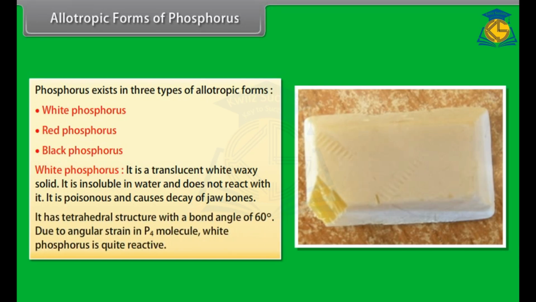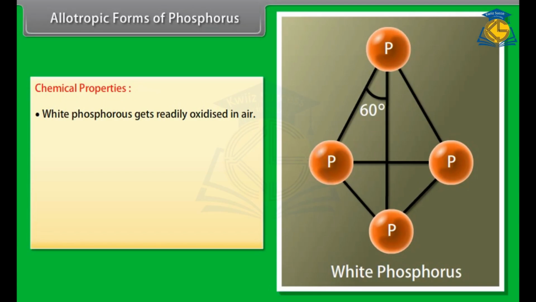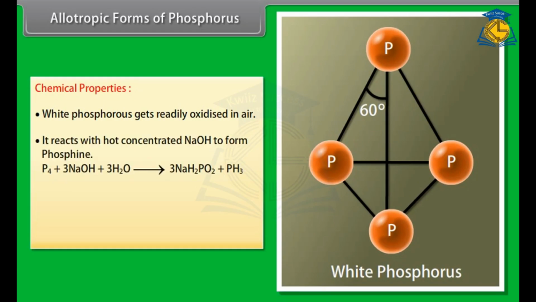It has a tetrahedral structure with a bond angle of 60 degrees. Due to angular strain in the P4 molecule, white phosphorus is quite reactive. Chemical properties. White phosphorus gets readily oxidized in air. It reacts with hot concentrated NaOH to form phosphine.